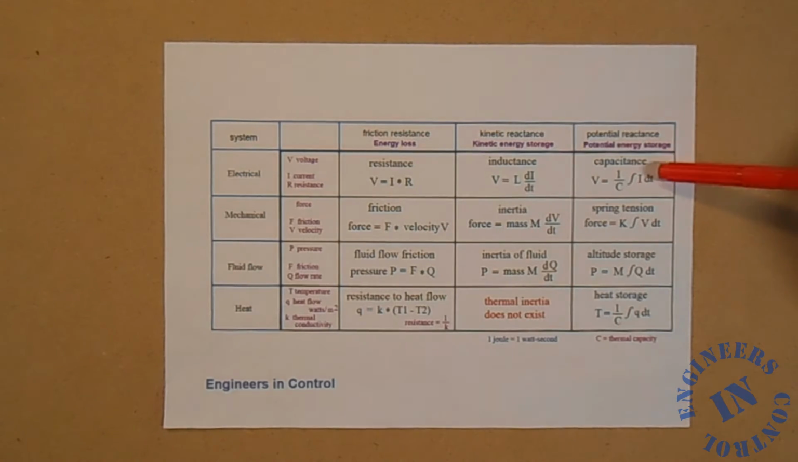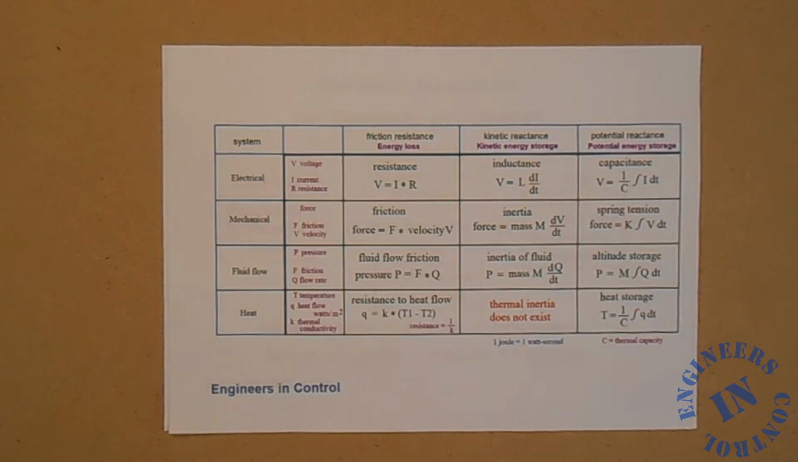For potential energy storage we use integral equations, and for electrical the capacitance is an integral of the driving force, the voltage. We have spring tension for mechanical, again we have the driving force. For fluid flow, storage at altitude gives us potential energy, and we have pressure, and for heat storage the driving force is the temperature difference.